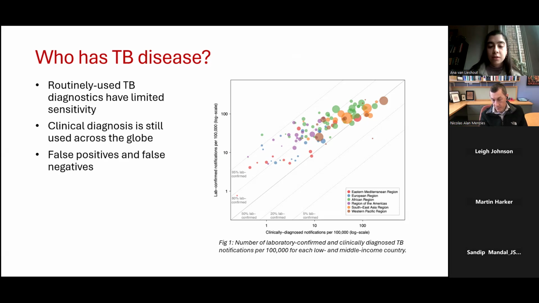And with clinical diagnosis, it's very hard to estimate exactly what the sensitivity and specificity will be, but we know that it will be difficult to have both a very high sensitivity and a high specificity. So in that case, we know that there will be some false positive TB diagnosis and also some false negatives. And we were interested to see how many of these there were, as well as true positive and true negative diagnoses overall.